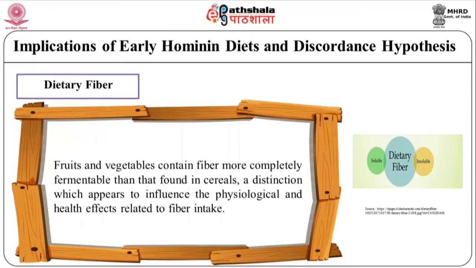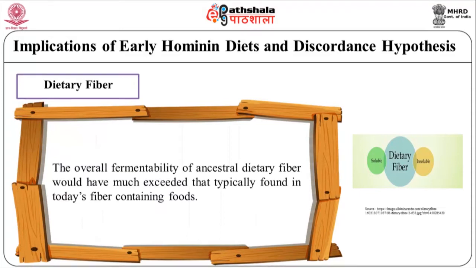Fruits and vegetables contain fiber more completely fermentable than that found in cereals, a distinction which appears to influence the physiological and health effects related to fiber intake. The overall fermentability of ancestral dietary fiber would have much exceeded that typically found in today's fiber-containing foods.